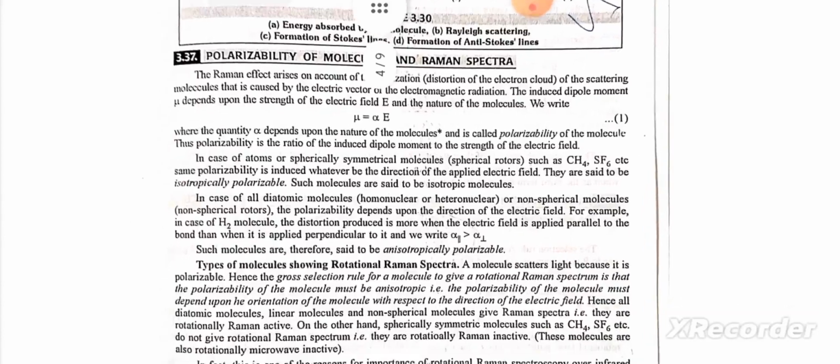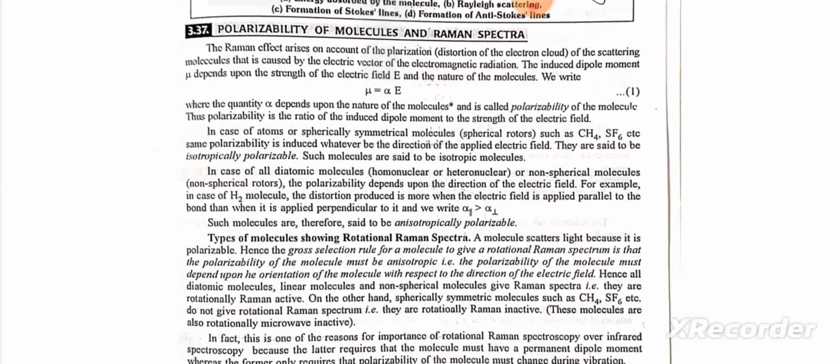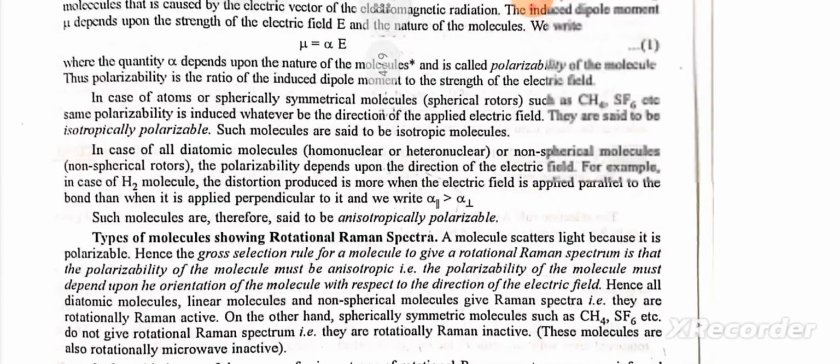Types of molecules showing rotational Raman spectra. A molecule scatters light because it is polarizable. Hence, the gross selection rule for a molecule to have a rotational Raman spectrum is that the polarizability of the molecule must be anisotropic.